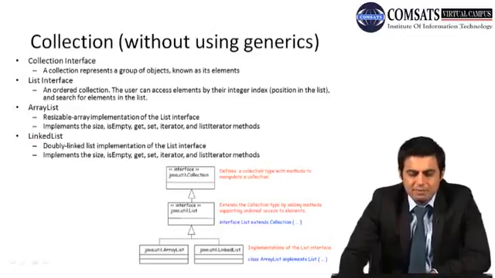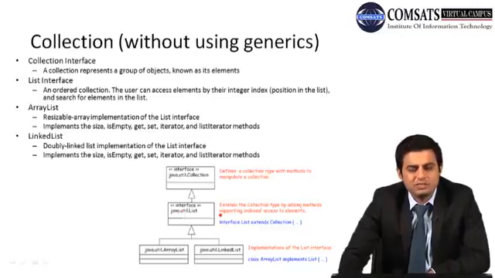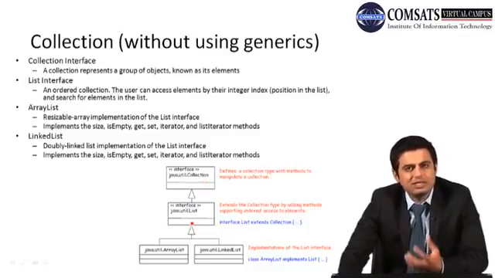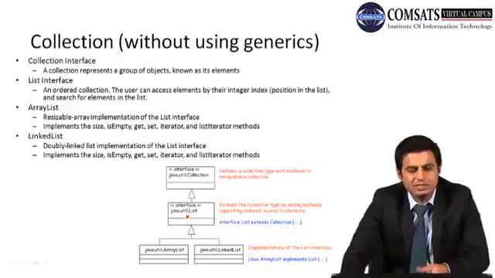So if you look at this example, you have got an interface which is java.util.Collection, which defines a collection type with methods to manipulate a collection. Now you've got a specialized interface as well, which is of type List. It is extending the collection type by adding methods supporting indexed access to the elements. So Collection is just a collection, but List is an implementation of the collection in which you can have methods which give you access to the elements.